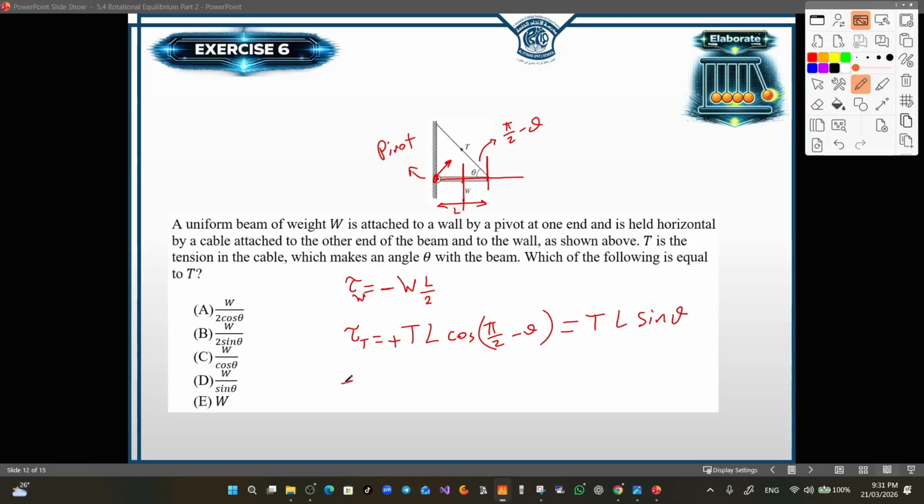We know that the cosine of pi over 2 minus theta can be written as sine of theta. Now we just write minus WL over 2 plus TL sine theta equals 0. We move the WL over 2 to the other hand side. TL sine theta equals WL over 2. L with L cancelled out. Remember that we are interested in finding the tension. We move sine theta to the other hand side. So T equals W over 2 sine theta, and the correct answer is B.